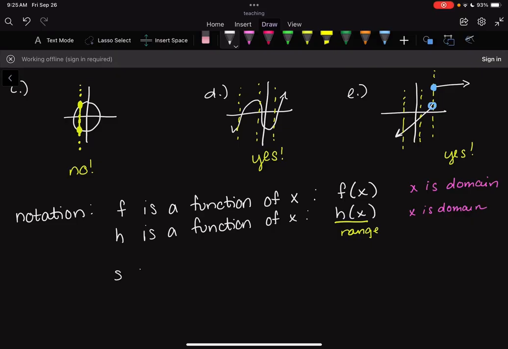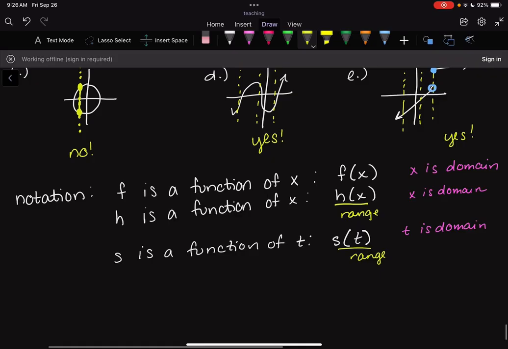I also don't have to use x. So I could say s is a function of t. This happens a lot. This is a position setup. So like a little physicsy. And so for this one, t is our domain, and s of t is our range, or kind of like our y value. And we'll come back to that.